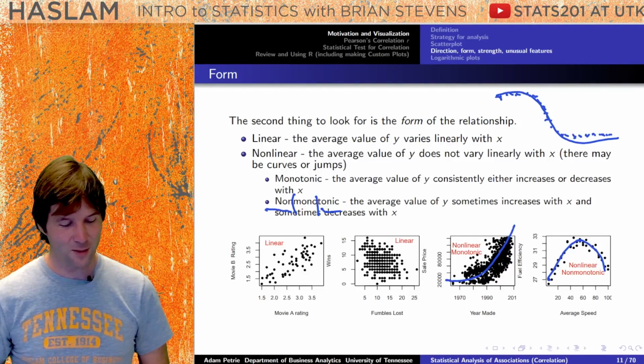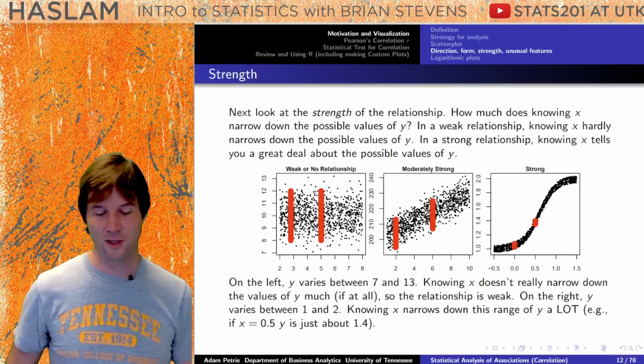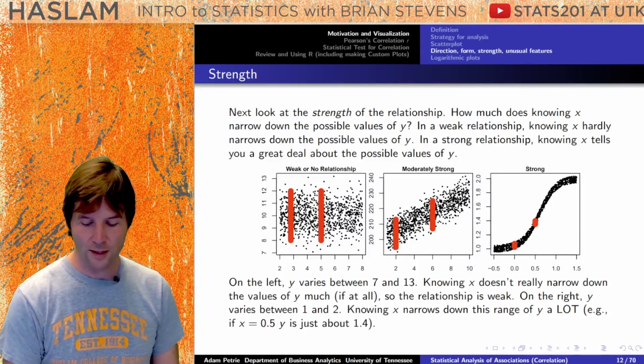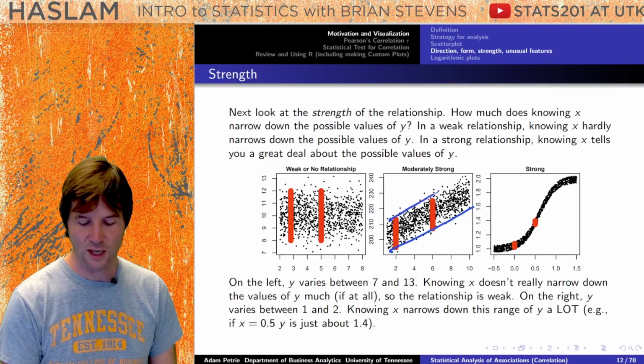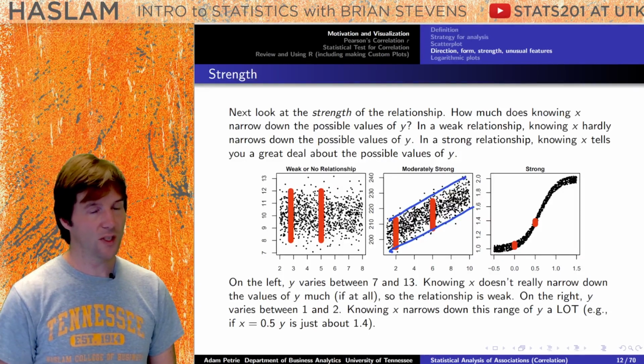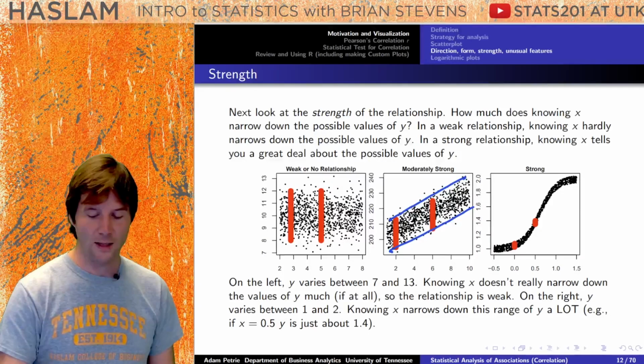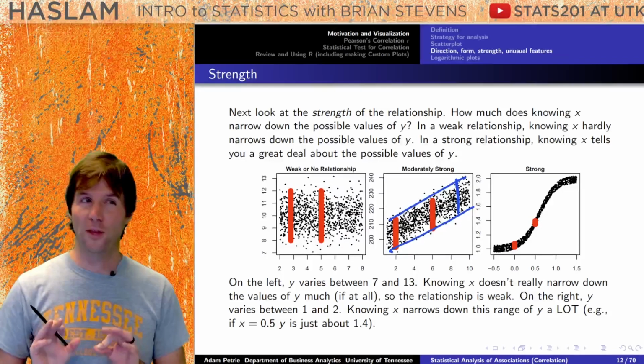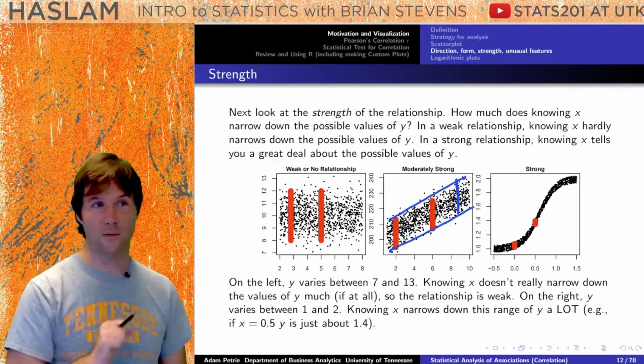So we have monotonic and also linear as the types of form. And when it comes to strength, strength is going to be the vertical scatter. What do I mean by vertical scatter? Well, if you were to draw bands as we have here on the screen, how tight are those bands? Now, the thing to remember is strength is not form.